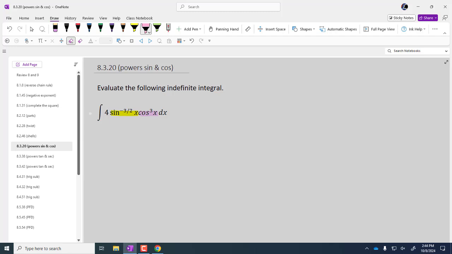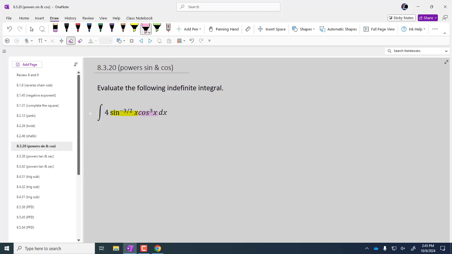The power on sine is not odd or even, so we can't do anything with that. But the power on cosine is odd, so we pull one off and convert the leftovers. Caitlin? If both of them are odd, don't we do the one that'll be easier? Correct. If you have sine and cosine and they both have odd powers, you want to convert the smaller one.